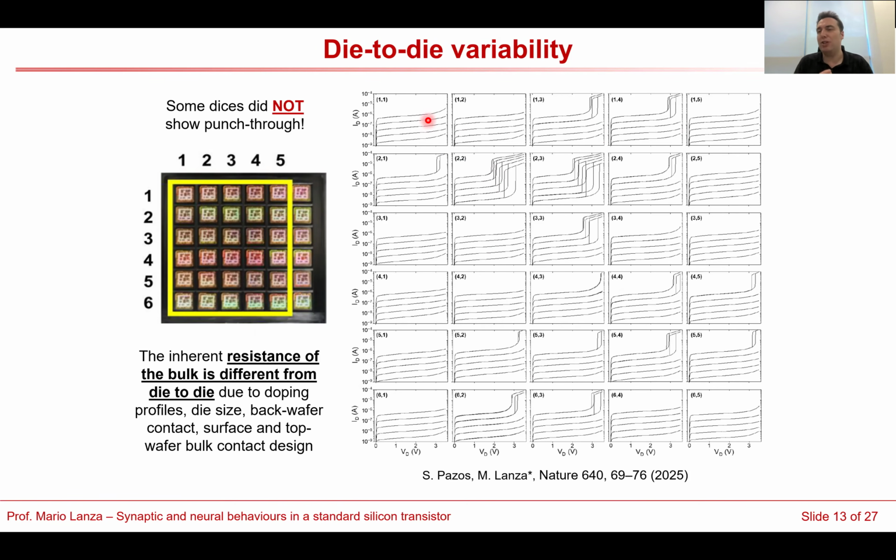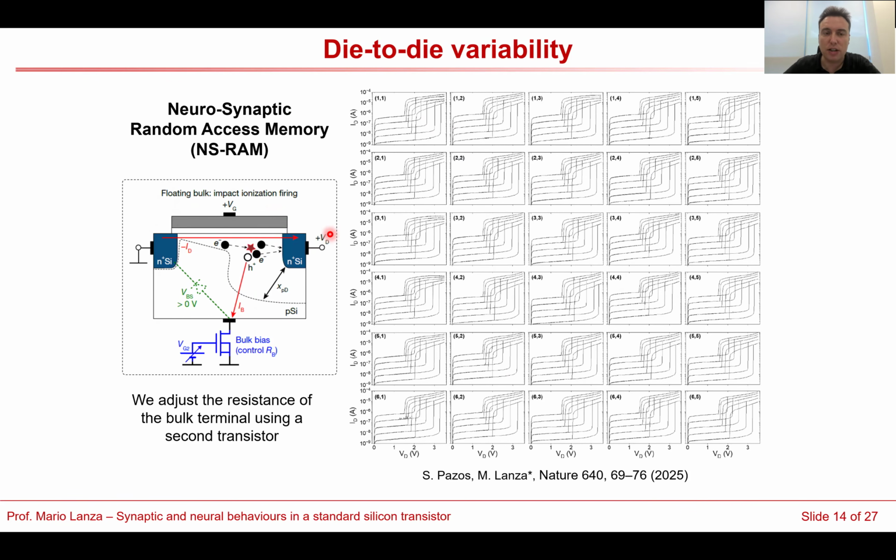And we noticed that the reason is that there is a gradient on the doping of the silicon wafer. What we need to do is to adjust the bulk resistance to the same value. We do this by connecting the second transistor. And in this case, we can adjust it so that absolutely all the transistors in all the dies produce this behavior. At the same voltage, they fire, transitioning from the same resistance current level to the same current level in the low resistance state. This is fantastic because, moreover, it is a yield of 100%.